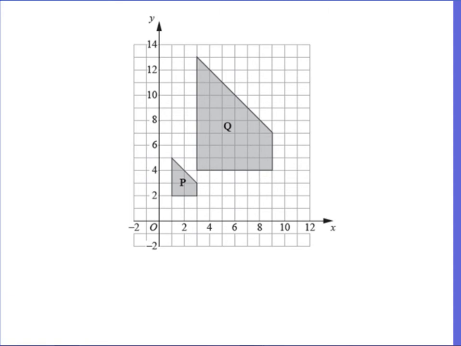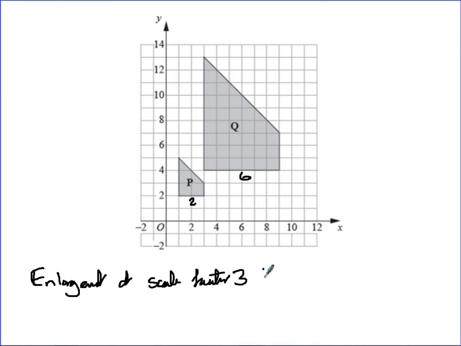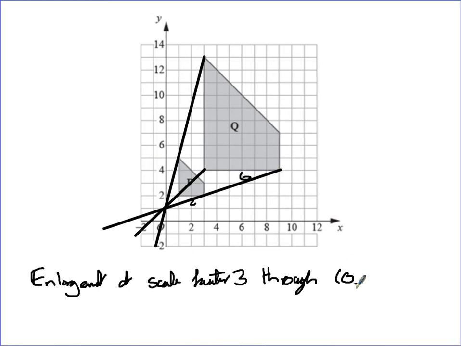You're then asked to describe fully the single transformation that maps P onto Q. Well, you can say it's an enlargement of scale factor. Well, compare the sides. It's gone from 2 to 6, so it's got 3 times bigger. Now the tricky bit is through what point have we enlarged it, and the way to do that is to join the points together that are similar on the shapes, and what you'll find is that they will cross at the same point there, which is 0, 1.